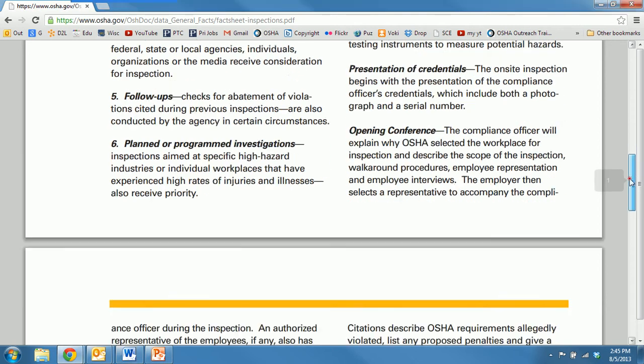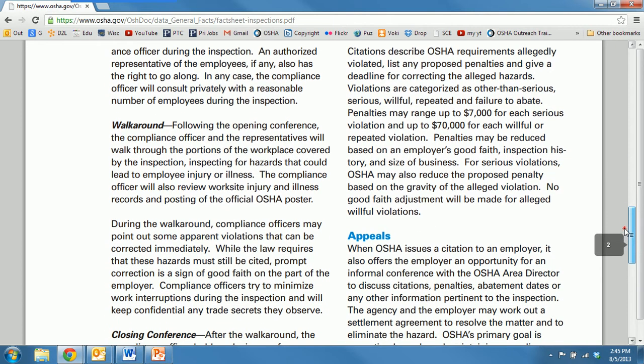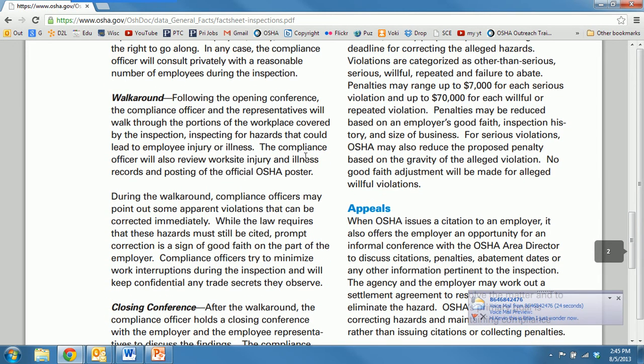And we're going to scroll down here to the next page. Next, or the third major stage, is the walk around. After the opening conference, the compliance safety officer, along with the employer and the worker representative or representatives, are going to proceed to start walking through the workplace. They're going to be inspecting and looking at work areas for potentially hazardous working conditions. Apparent violations will be brought to the attention of the employer, and they will also be documented.